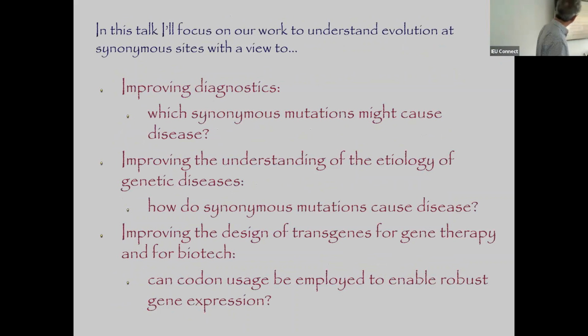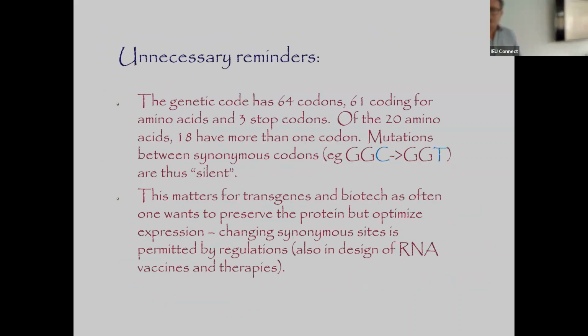So what I want to talk about in this talk is instead what's going on at synonymous sites. And I'm interested in synonymous sites for a number of reasons. One is for improving diagnostics, as I said. So it's classically been assumed that synonymous mutations don't cause disease. I'll show you that's absolute nonsense. They very commonly do. So we want to understand which ones do, how they cause disease, and then in turn improving transgenes for gene therapy, because we can tweak the synonymous sites if we want to. So can we tweak the synonymous sites in an intelligent fashion to enable robust gene expression?